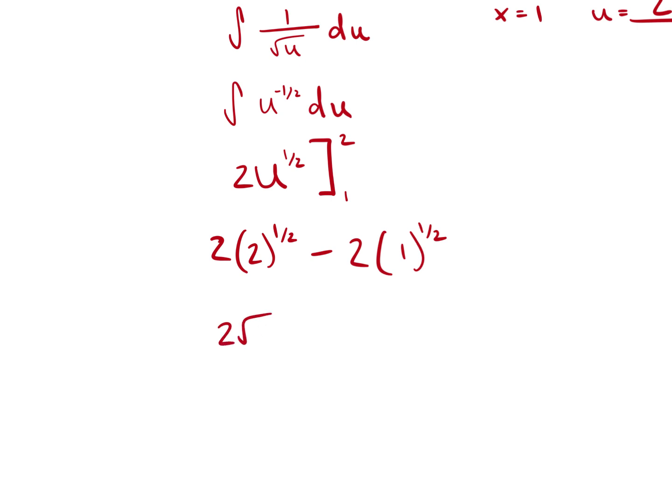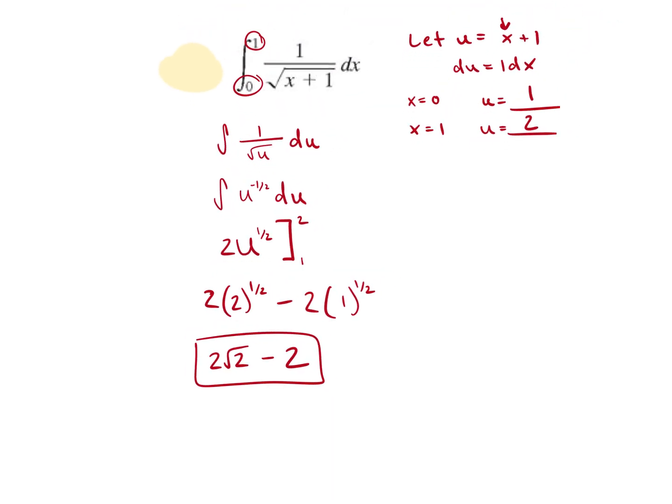So we would get 2 square root 2 minus 2. Are these like terms? Can I combine these? No. So that would be our answer. Unless the question allowed decimals, then just put it in your calculator, get a value for it.